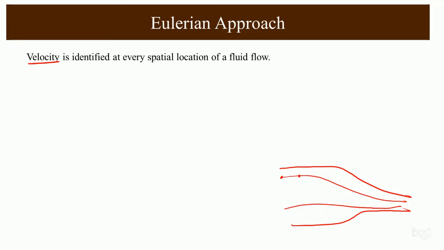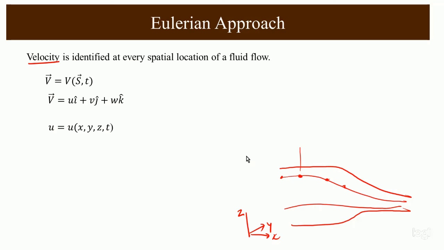In the Lagrangian approach, it is the position which is specified initially. Here velocity is specified. How do we measure the velocity? We put a velocity probe at every location and find out the velocity. So if I have x, y, z, at every x, y, z the velocity will be specified. So here the velocity is u i plus v j plus w k, and u is a function of x, y, z and t.